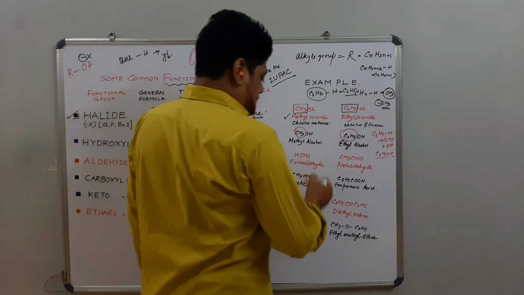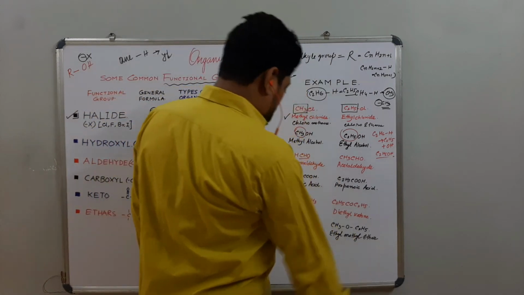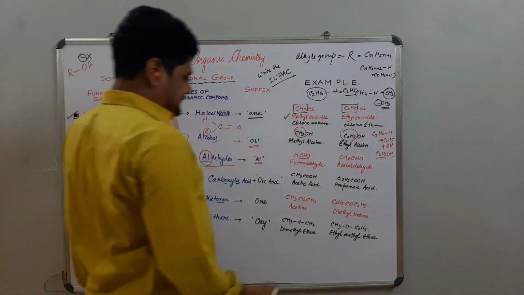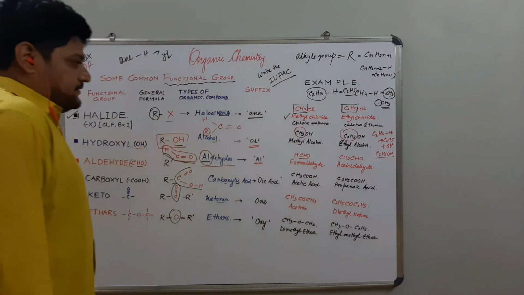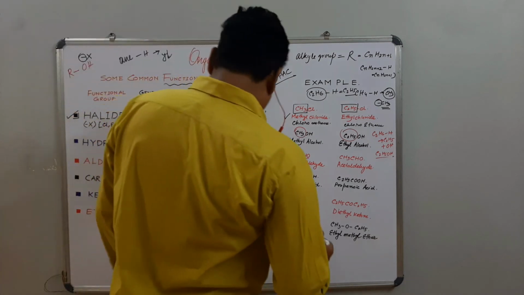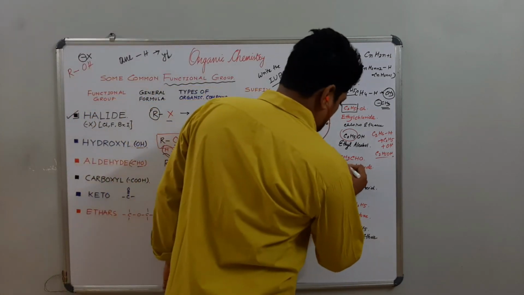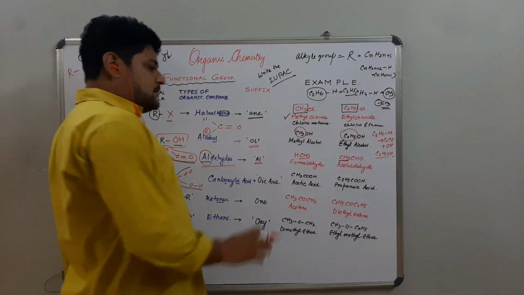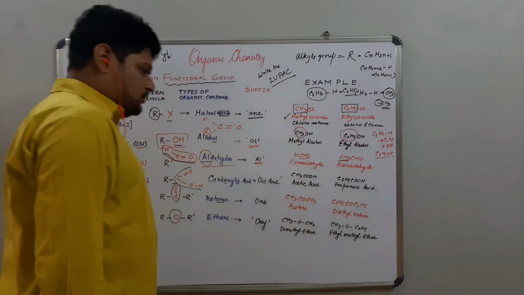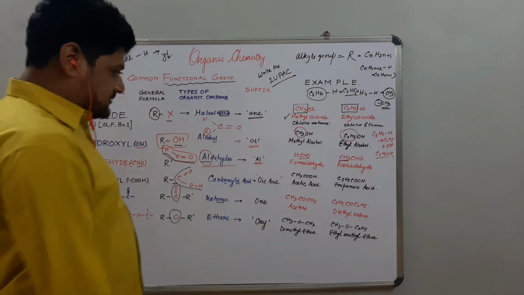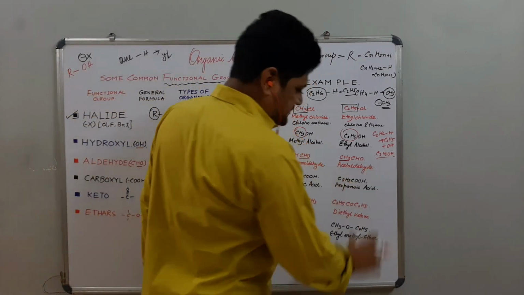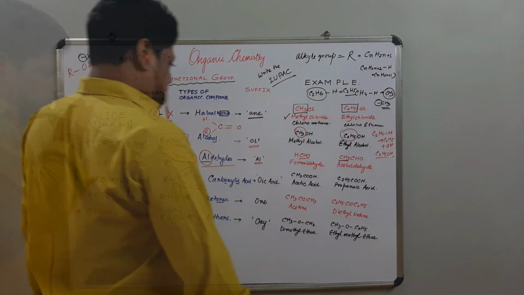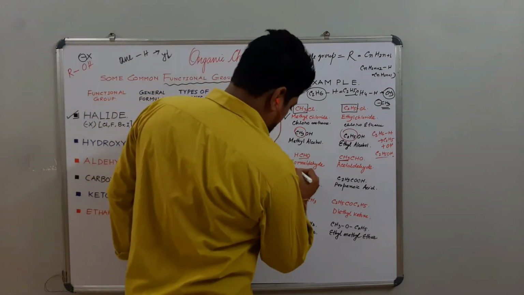Like HCHO, the common name of this HCHO is formaldehyde. Okay, formaldehyde. Now CH3CHO, what is the common name of this? It is acetaldehyde. Like this we can write the IUPAC name also. We have to discuss in the next class what the IUPAC name of formaldehyde is, and what the IUPAC name of acetaldehyde is. Okay. This is what? This is methanal.